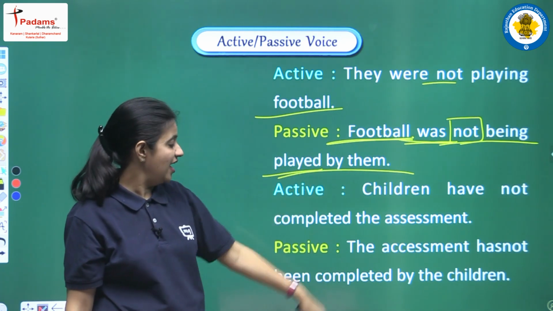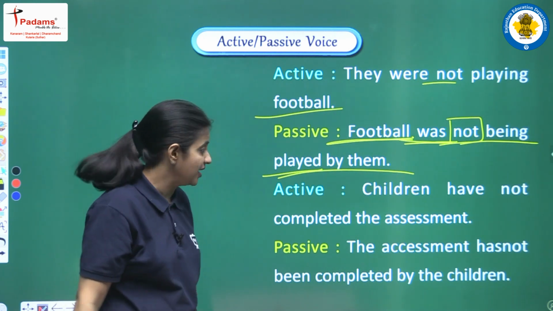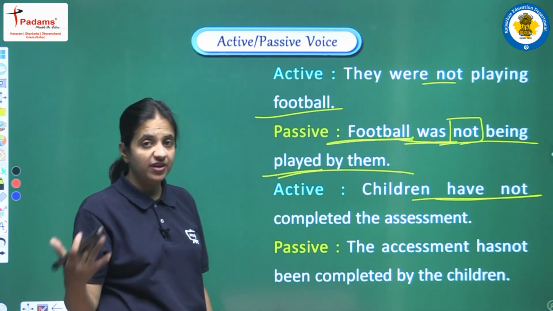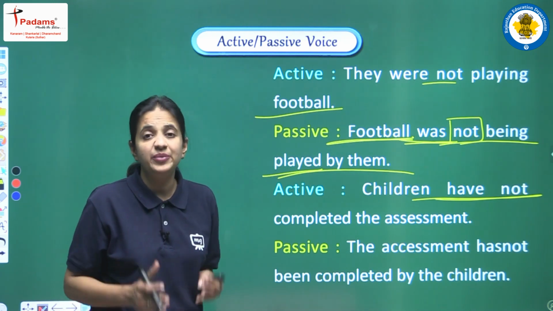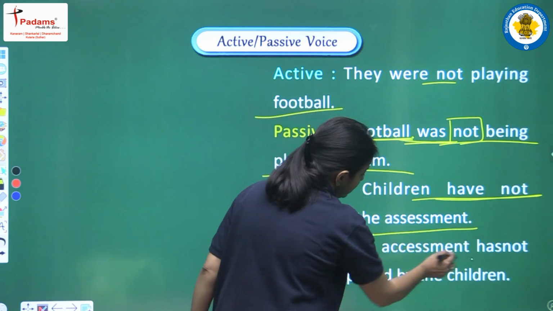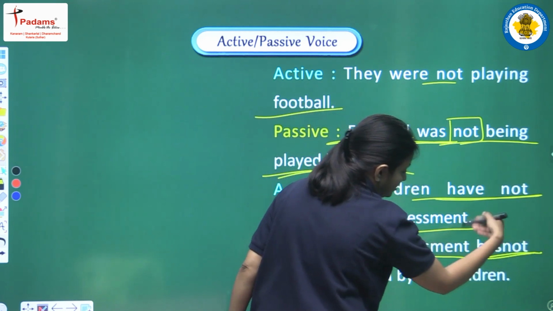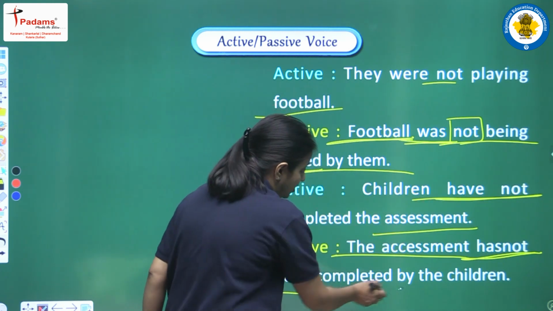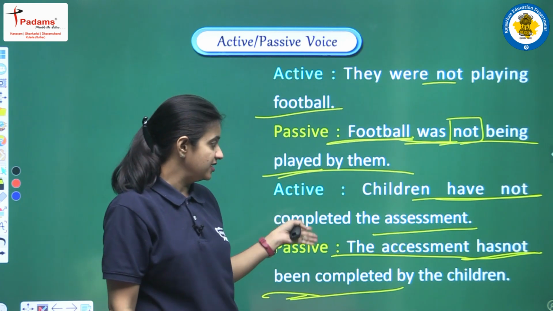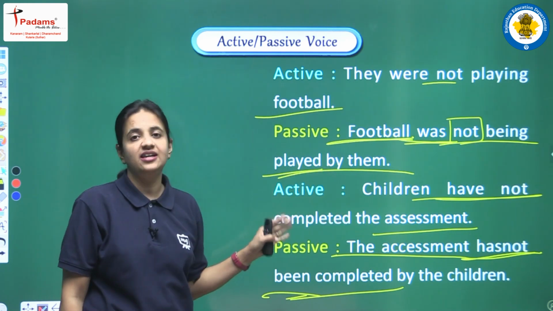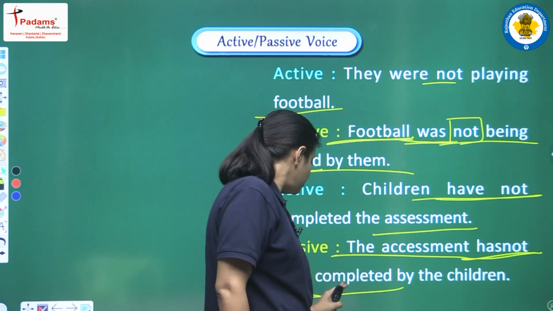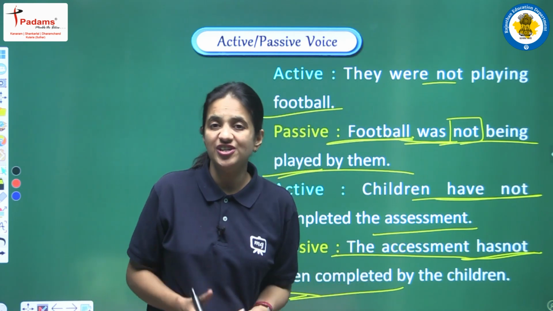Next, children have not completed the assessment. So again, have not, negative sentence, and this is present perfect tense. So we have to add been with has or have. Assessment, again it's a singular one. So for singulars we always write has. So has not been, third form, and then by the children. So sentence in active voice is children have not completed the assessment, and the passive voice is the assessment has not been completed by the children.